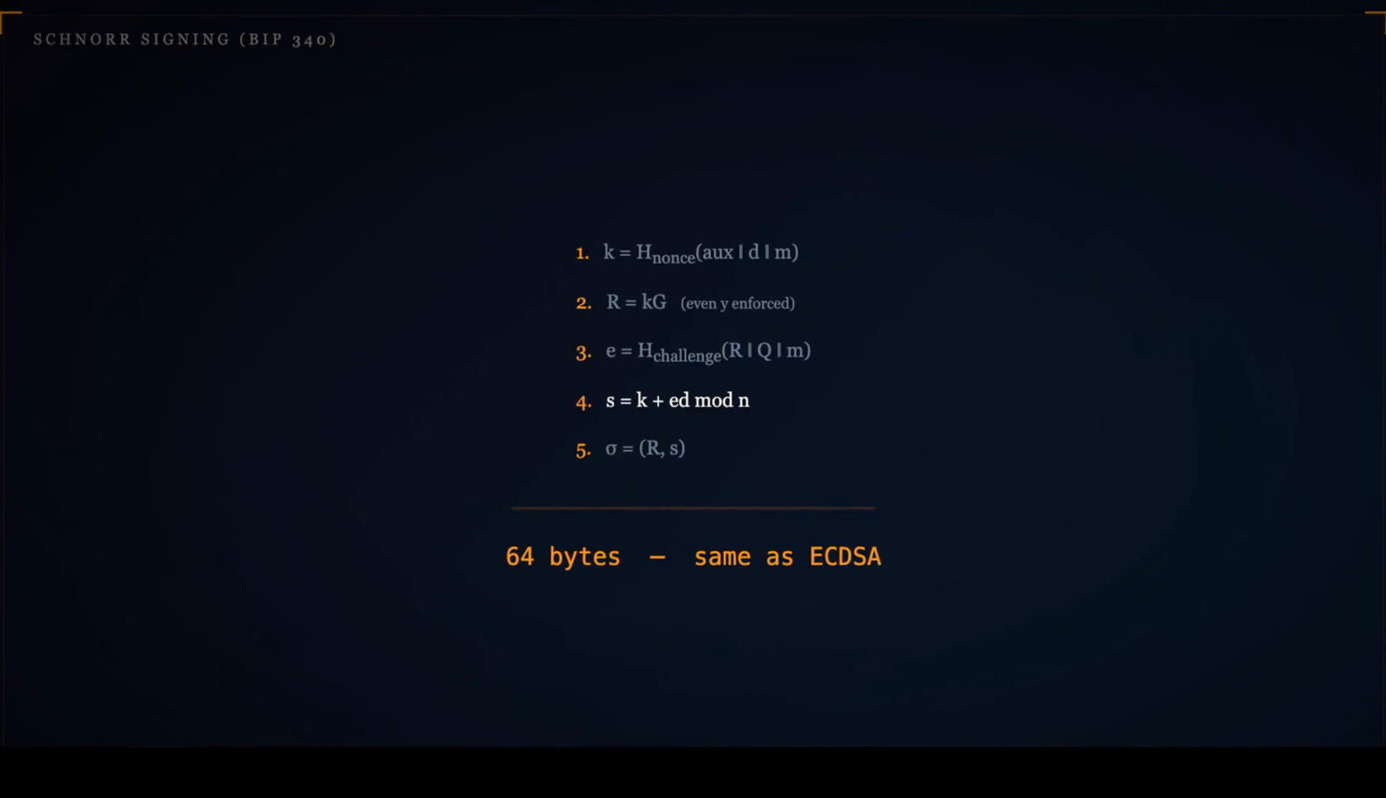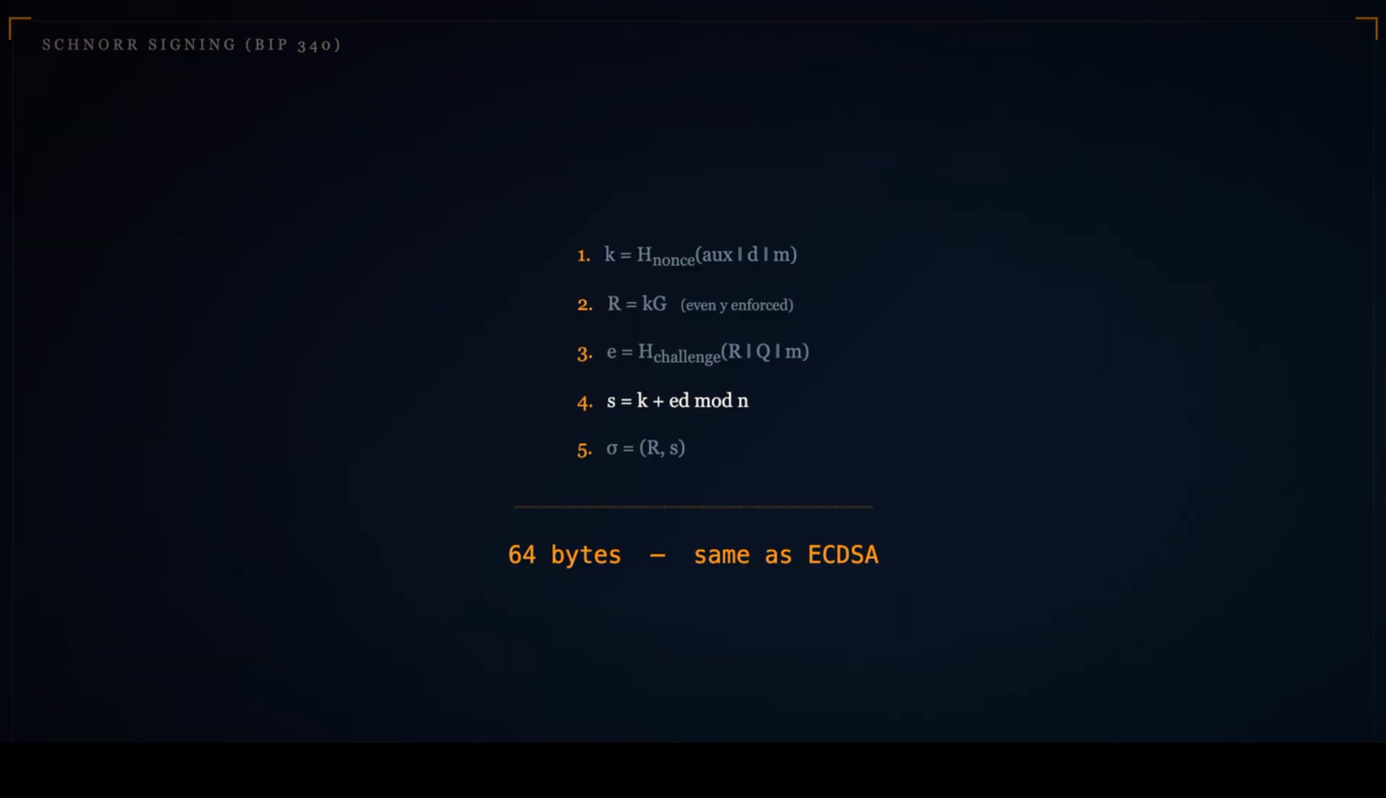Schnorr signing has 5 steps. Step 1. Generate a deterministic nonce key by hashing auxiliary randomness, the private key, and the message together. Step 2. Compute the nonce point r equals k times G. If the y-coordinate of r is odd, negate k so that r has an even y-coordinate.